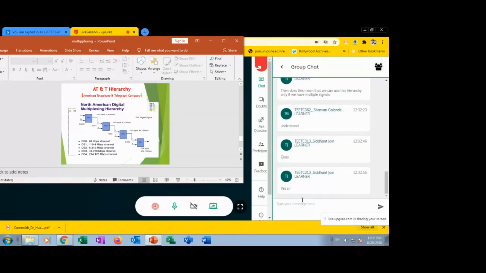Fine. In the next lecture, we will start with the T1 system, that is the PCM system, and how we get that 1.544 Mbps. After that, we will analyze the data format, meaning how we represent the different line codes or digital information signals in different formats.